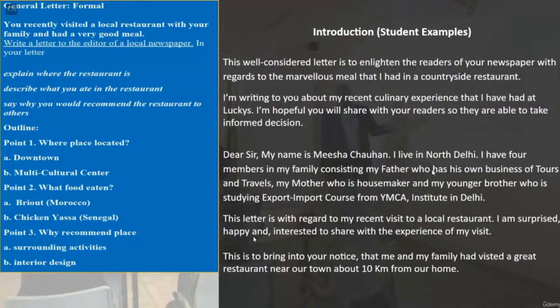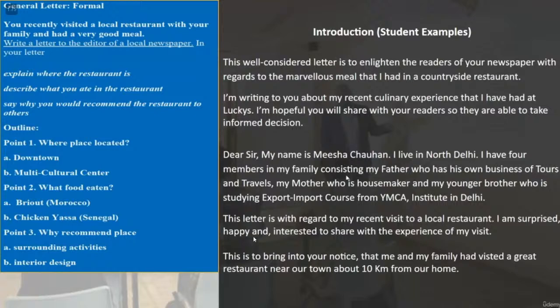"Dear sir, madam, I live in North Delhi. I have 4 members of my family." Well, what is all this? Why are you describing your family? What? All right, no. All right, this is not the purpose, right?